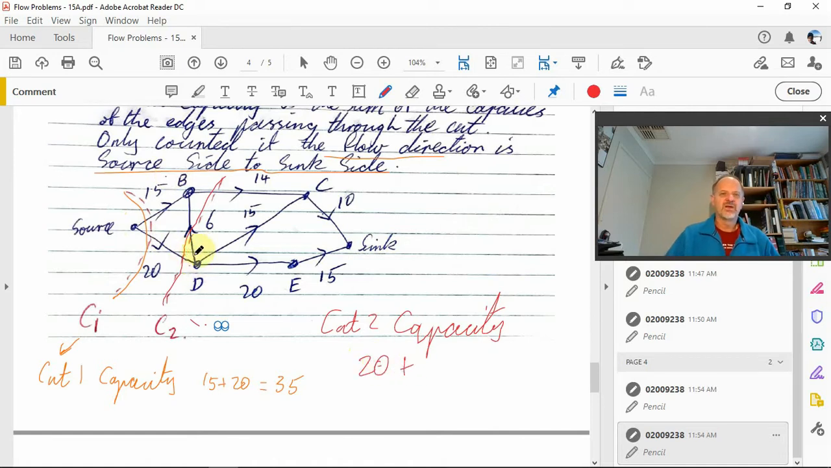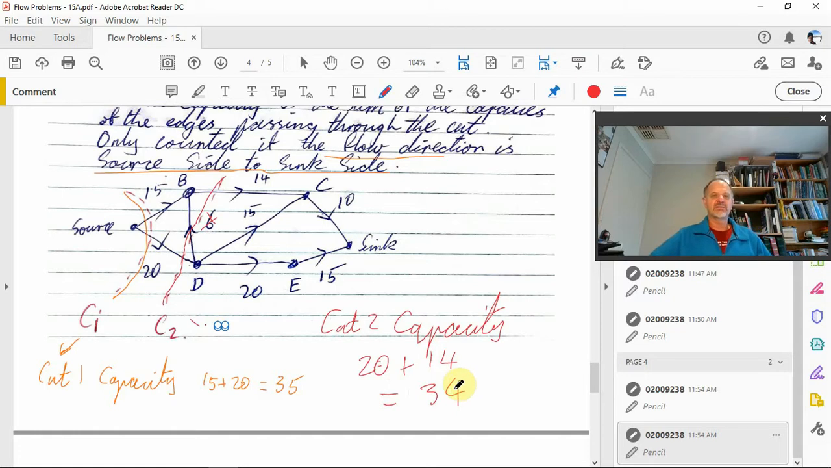plus... Oh, we've cut through here, but here we're going from D to B. Now D is on the sink side and B is on the source side. Only counted if the flow direction is source side to sink side, so D to B is going sink side to source side. So we don't count that 6. Then the other line it cuts through is this one here, and this direction goes from B, which is source side, to C, which is sink side. So we've got to add that 14. And so our flow is 34 there.